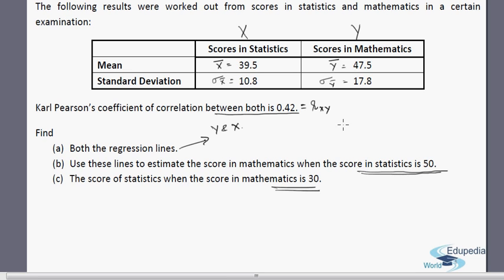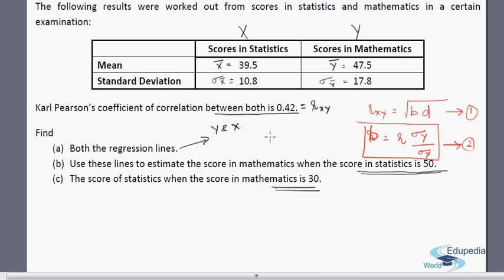Now this time you'll have to use the relationship between rxy, b and d. If you recall, we had rxy equals root under bd, but we do not have both b and d here, we just have this one. Further, if you recall, we also have this relation where your b is given by r times sigma y by sigma x, and if you see this formula, you can make use of this to find the value of b.